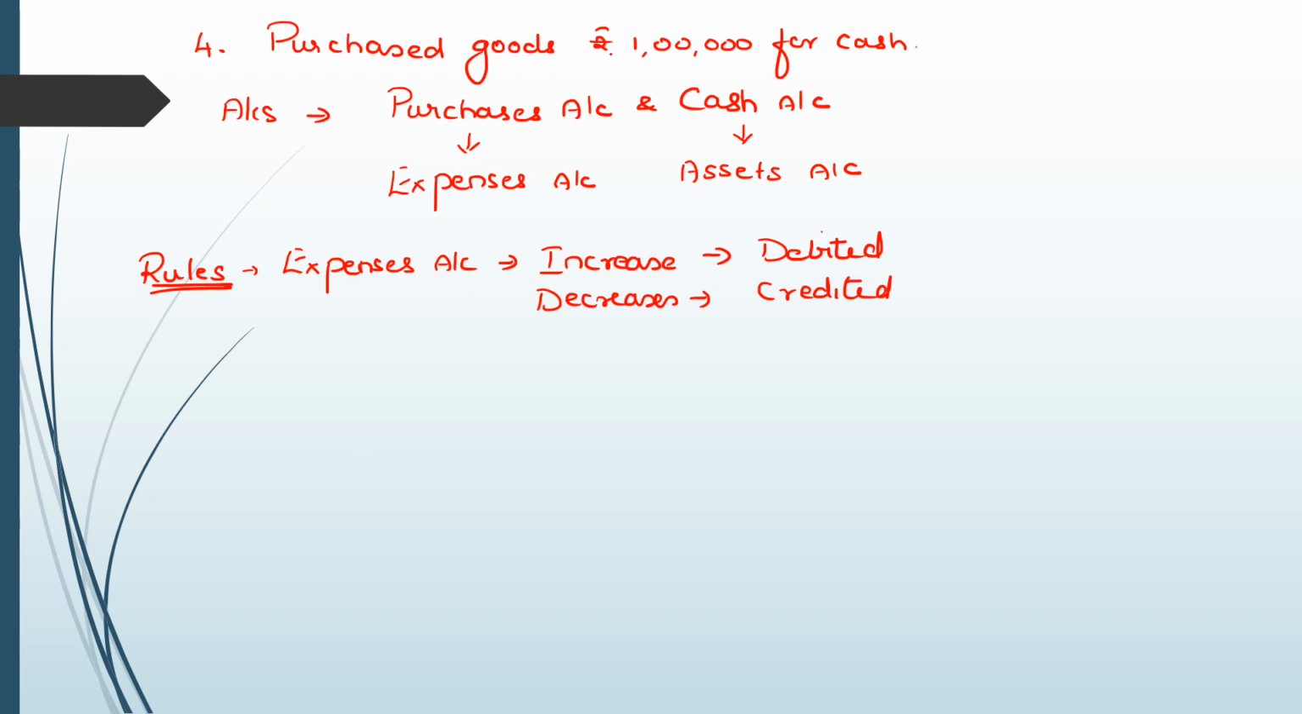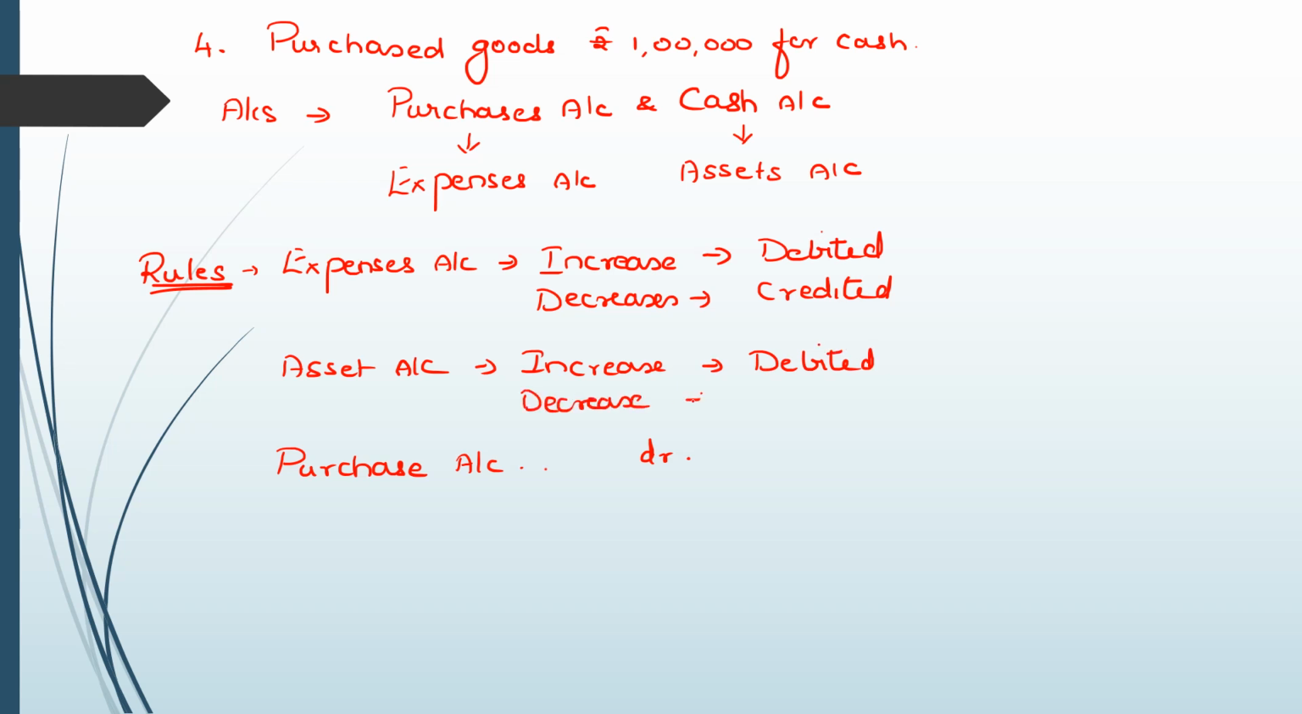So here purchase is being made of goods, so purchase being an expense is increasing. So we should debit the purchase account. So we'll write purchase account debit. And then the cash account. What is the rule related to the asset account? It is same as the expense account. So for increases, it is going to be debited. And when there is a decrease in asset, it is going to be credited. So here what is happening? Cash is going to be paid. So asset is decreasing. So we have to credit it.